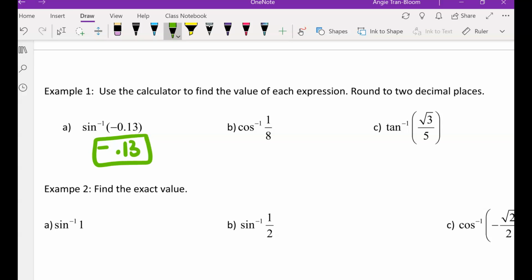How about B? What button do we press on B? Second cosine, and then 1 divided by 8. What's the answer there? 1.45. 1.45, someone confirm, deny? Yes. Okay, so 1.45.